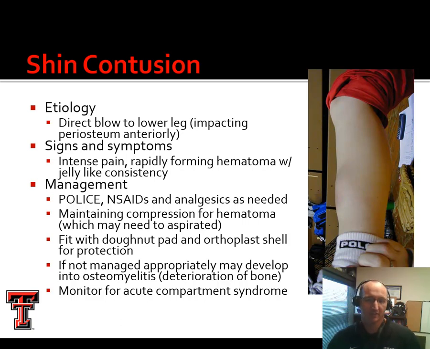If they're going to try to play with this, something like a shin guard from soccer or a custom-made hard shell pad is going to be necessary here. We do want to monitor for acute compartment syndrome. We'll talk a little bit more about that in just a minute. But if they start to get numbness or tingling out in their toes or compromise in pulse, then those are all warning signs that we need to transport them, get them seen.